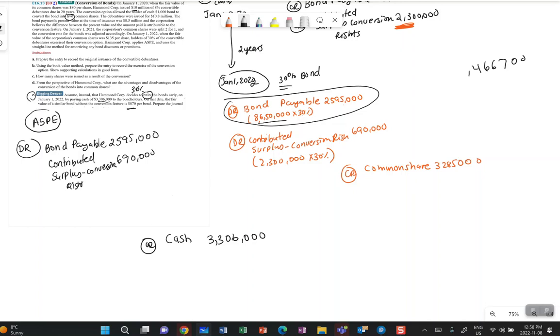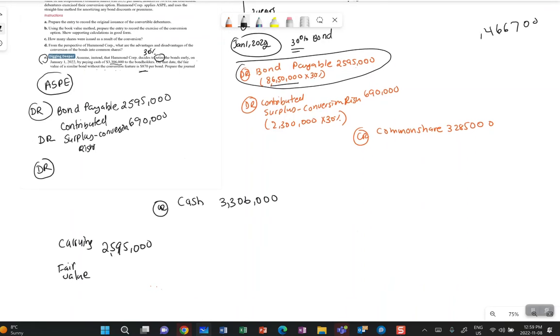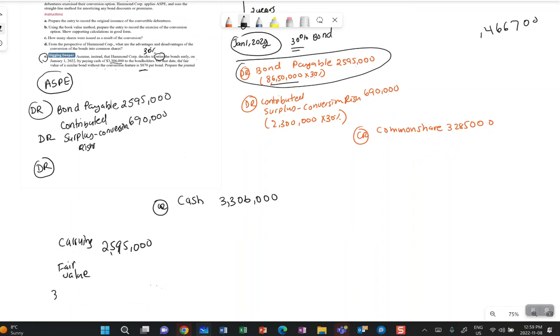Then the difference between what we paid will be split, but we need to first calculate whether we have a gain or a loss on the redemption. How do we do it? We have to find out the carrying value of the bond sitting in our books, and then the fair value of the bond that is out there. So we are retiring 3,000 of the bonds times the 870. That's the fair value of our bond.